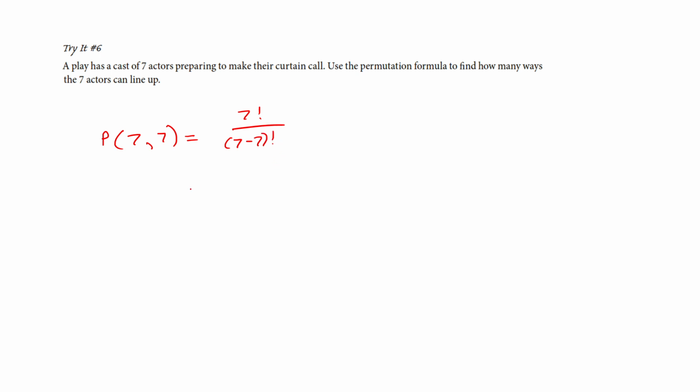So this is the fancy way. 7 factorial is going to be over 0 factorial. We learned earlier that 0 factorial is just 1. So this is 7 factorial divided by 1.